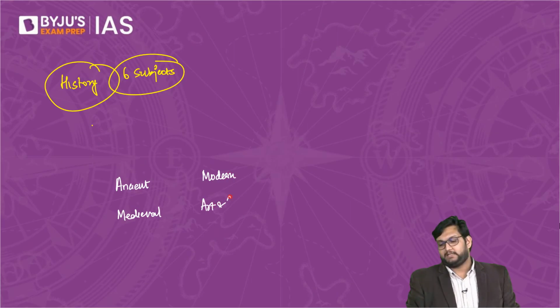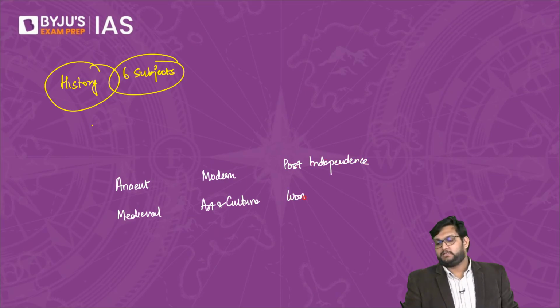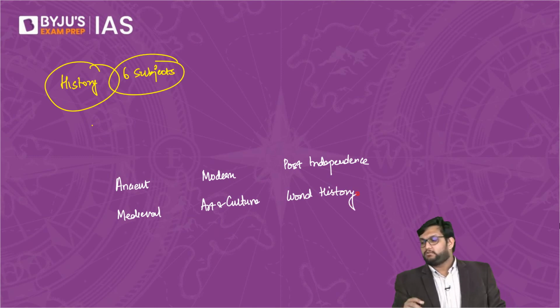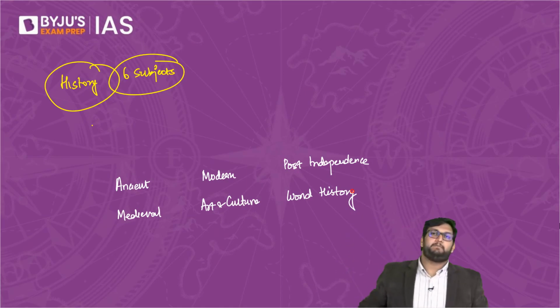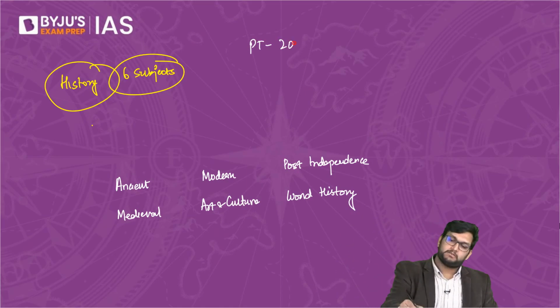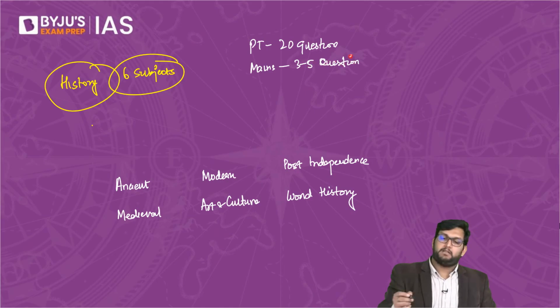And the 6 subjects basically are ancient, medieval, modern, art and culture, post-independence, and world history. So basically, the total weightage of history in PT is mostly 20 questions, and in mains, it's 3 to 5 questions, which is again very significant that way.